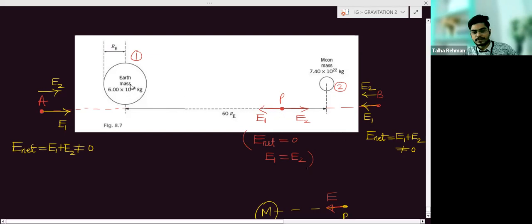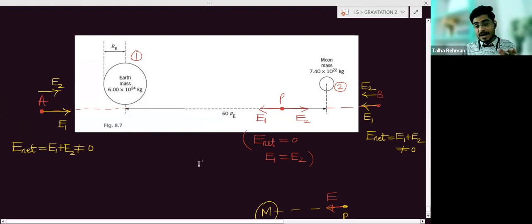So the reason is, this is the Earth. When this point P is here, the Earth's gravitational field will be more as compared to the Moon. When you move here, also the Earth's gravitational field will be more as compared to the Moon. When you reach this point, the Earth's gravitational field will be equal to the gravitational field by the Moon, and both are in opposite direction, so they will cancel out. That is why in between there will be a point where the gravitational field due to the Earth and the Moon will be zero.